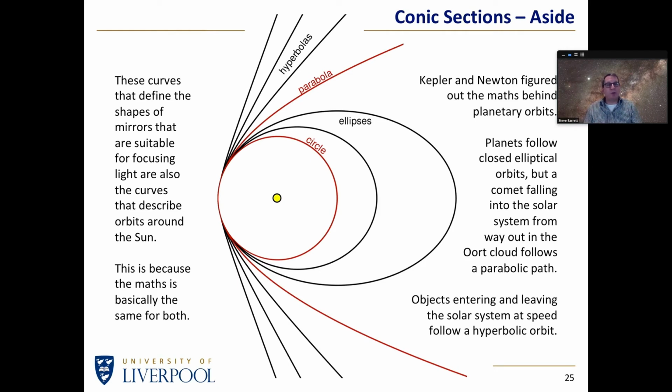Newton figured out the maths behind it all, and we know that planets follow closed elliptical orbits. But if an object came from a great distance, like fell into the solar system from somewhere a long way away, like the Oort cloud for instance, then an object at that distance will follow an essentially parabolic route through the solar system, a parabolic orbit. It wouldn't be a closed orbit in the same sense as the planetary orbits around the Sun. And if an object comes hurtling into the solar system from outside and it comes in at speed, then it would come in on a so-called hyperbolic orbit, going even faster than an object that simply fell in from the Oort cloud. So there are these similarities between the shapes for mirror sections as well as the shapes for orbits. I won't dwell on that too long, but it's an interesting connection between the two.